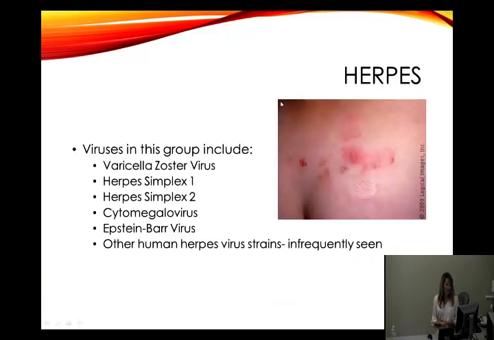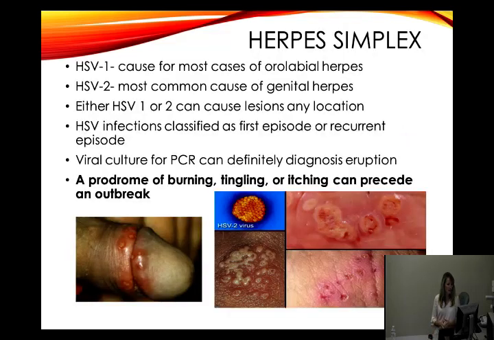So herpes. In general, herpes is just a virus. Viruses in this group include the varicella zoster virus, herpes simplex 1, herpes simplex 2, cytomegalovirus, Epstein-Barr virus, and other human herpes virus strains, which are infrequently seen. In fact, working in dermatology, I don't think I've seen other herpes virus strains. So herpes simplex, we'll start with that one.